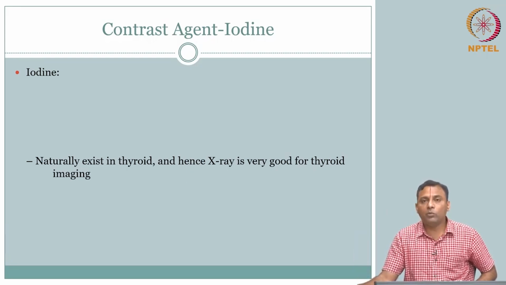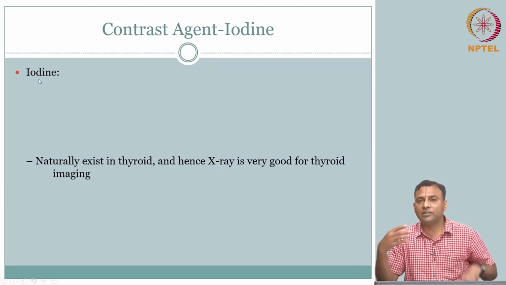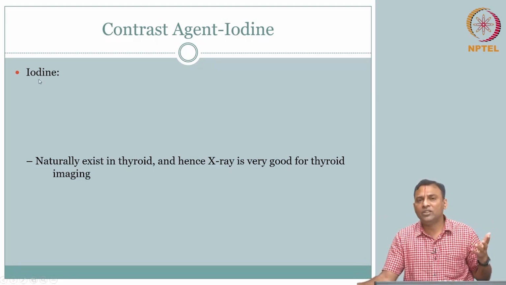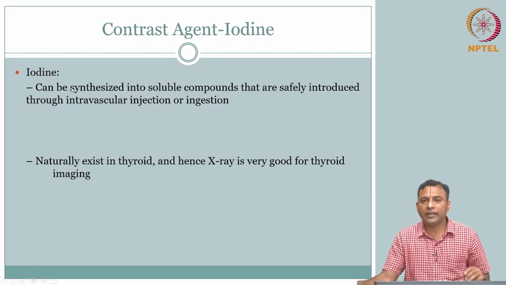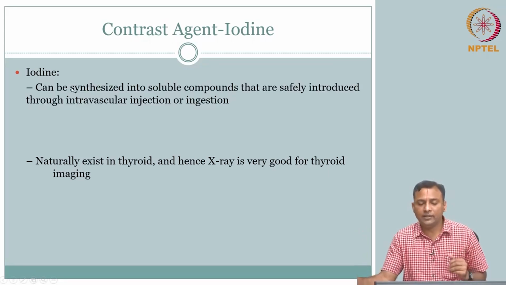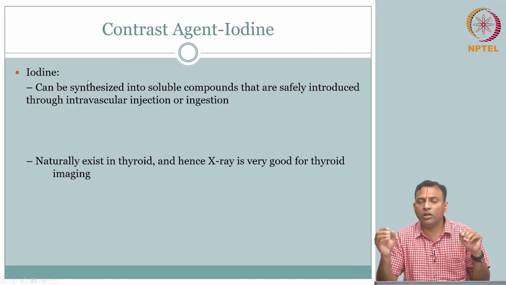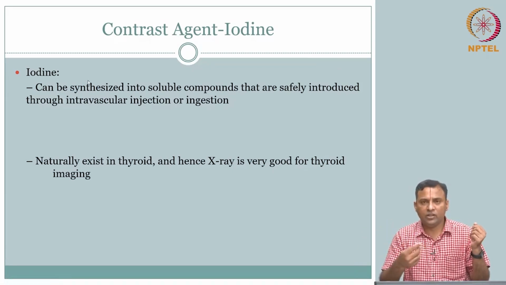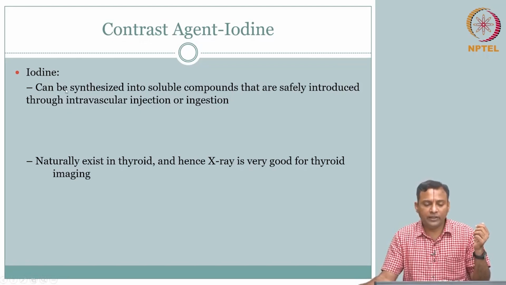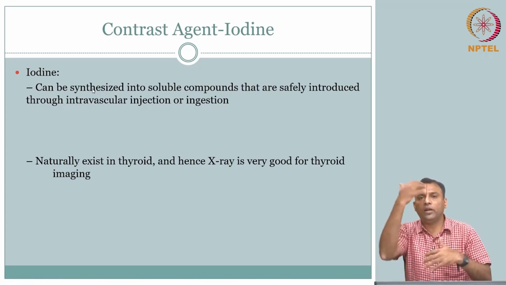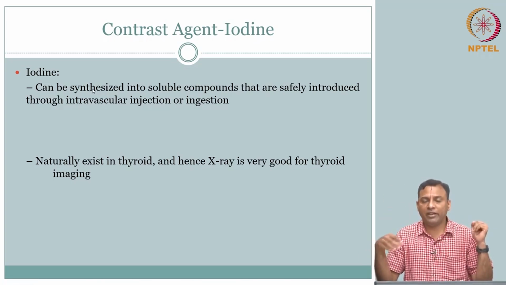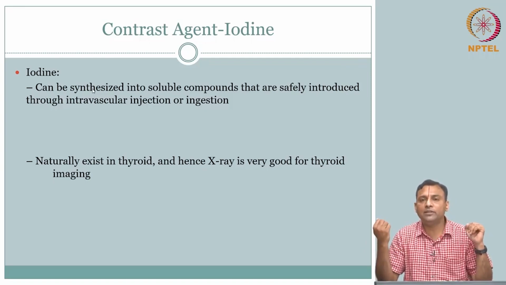So what about other places? This is a natural material which is biologically safe, iodine. So I could create some compounds of iodine, synthesized outside into safe soluble compounds, and then inject it. Essentially I want to send it into the body. If I send it into the body, what happens? It is going to go through the circulatory system.